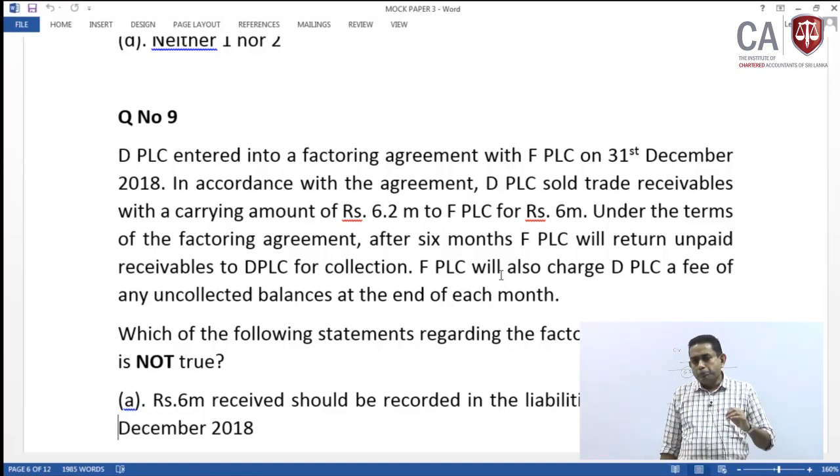And 0.2 million is like your finance cost. Why? It's like you're receiving a finance facility of 6 million rupees to pay it back at 6.2, and if you apply SLFR 9, this is a financial liability. Proceeds received from the factoring company should be a financial liability recognized under other financial liabilities, and you should measure them at amortized cost, where you should also determine the effective interest rate.